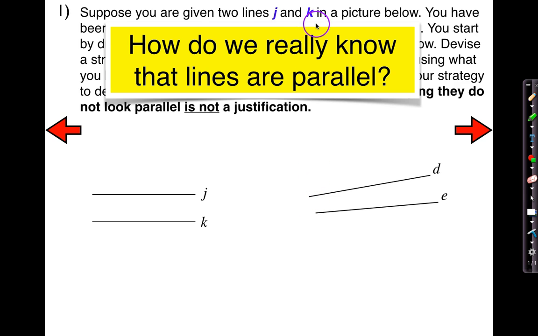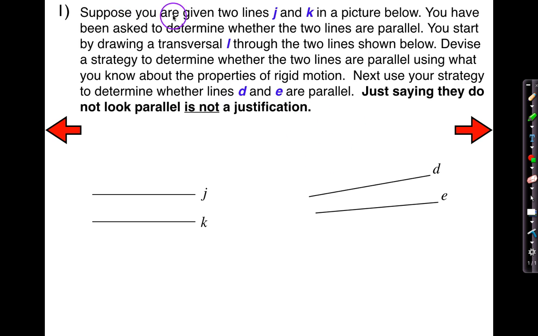Okay, so here it says, how do we really know that these lines are parallel? Well, it says, suppose you are given two lines J and K in a picture below. You have been asked to determine whether the two lines are parallel. You start by drawing a transversal L through the two lines shown below. Devise a strategy to determine whether the two lines are parallel using what you know about the properties of rigid motion. Next, use your strategy to determine whether lines D and E are parallel. Just saying they do not look parallel is not a justification. And often you might see in your homework problem, they'll say not drawn to scale and things like that.